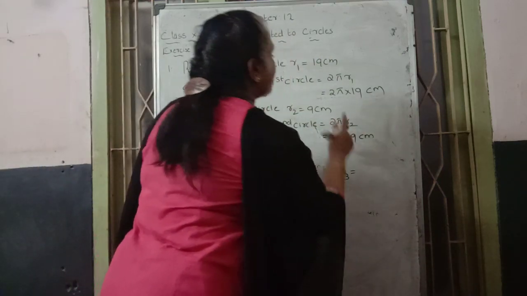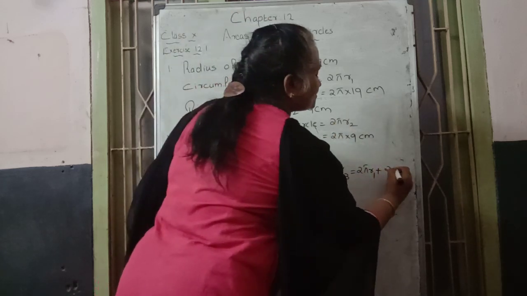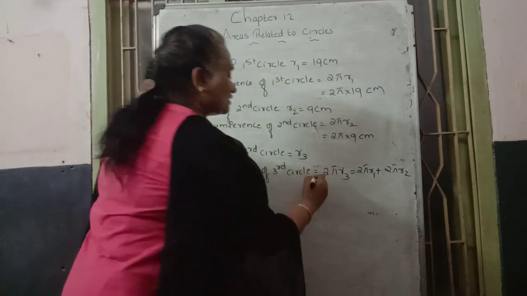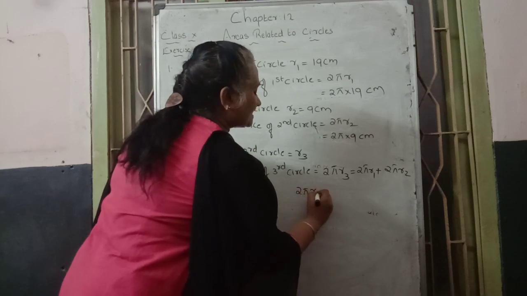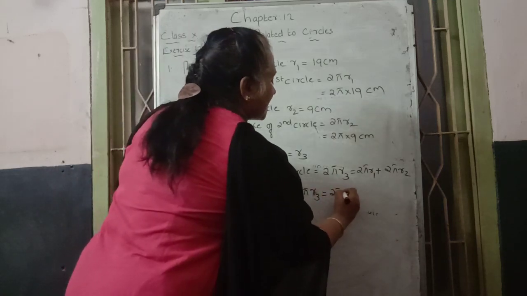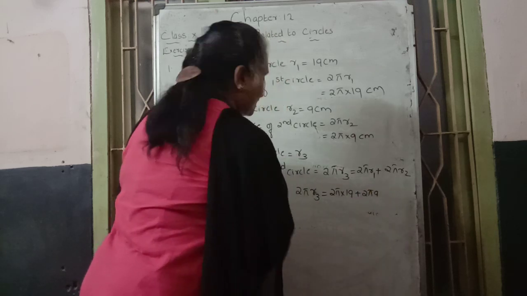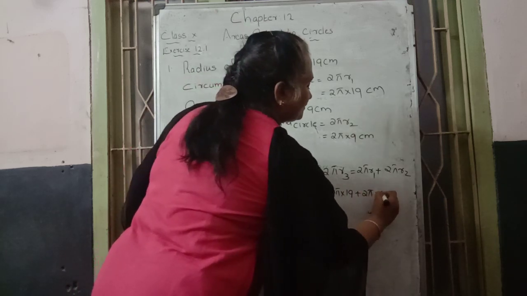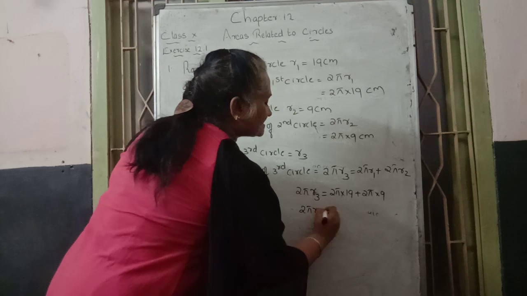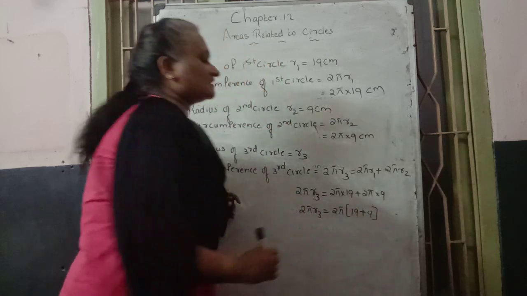That is equal to the first circle's circumference, 2 pi R1, plus the second circle's circumference, 2 pi R2. The sum of the circumferences of the other two circles. Next step, 2 pi R3. Substitute the values of R1 and R2: 2 pi times 19 plus 2 pi times 9. Which is common? 2 pi is common, take it outside. So 2 pi R3 is equal to 2 pi times the bracket (19 plus 9).